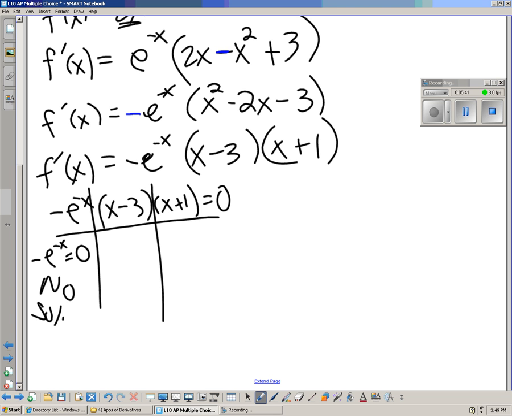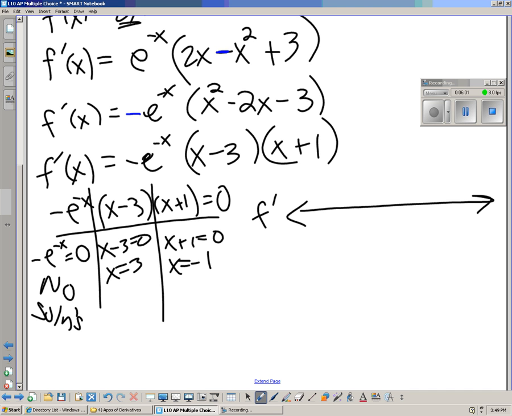Now be careful. Just because there are no solutions does not mean that this negative e to the negative x will not play a role in our sign chart. It will, because it's going to change the signs of things. So keep that in mind. x minus 3 is equal to 0, so x is 3. x plus 1 is equal to 0, so x is negative 1. So now I want to go to my number line.